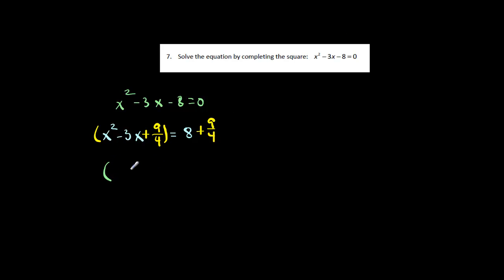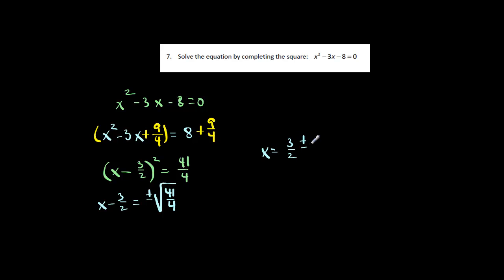I'm going to simplify the left hand side. Square root of this, take that sign, square root of that, equals. If I get common denominators here, this is going to be 32 fourths. 32 plus 9 is 41. So I'm going to have 41 fourths. Now I'm going to take the square root of both sides. And then I'm going to add 3 halves over. And at this point, this is perfectly fine for you to write down as an answer.